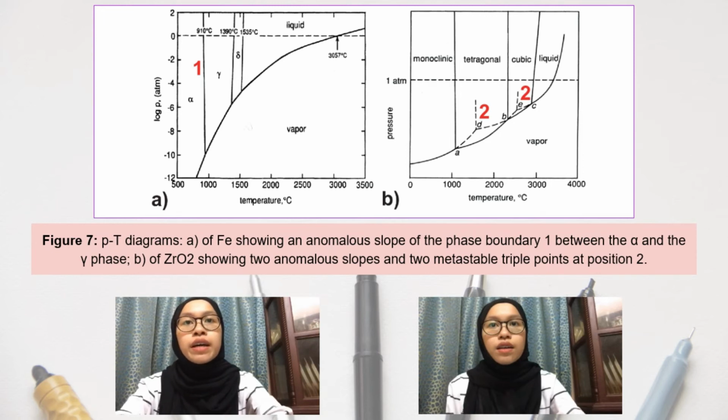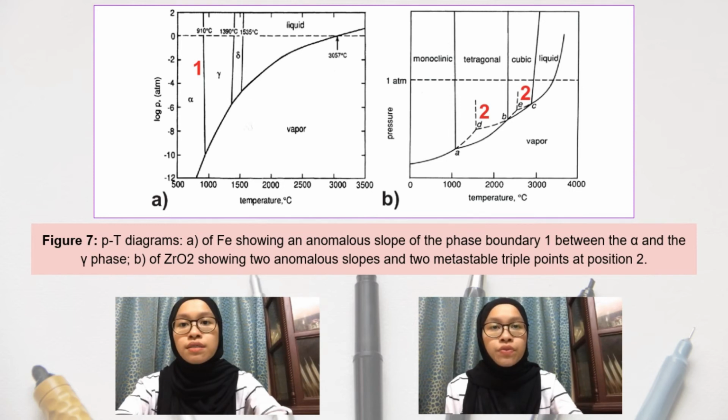The alpha, gamma, and delta phases of ferrum are shown in figure A. The gamma phase is face-centered cubic, FCC, while the alpha and delta phases are body-centered cubic, BCC. The FCC phase has the highest packing density, which makes the gamma phase have the highest density and lowest molar volume, and vice versa. During the transformation of alpha ferrum, the delta V is negative, and based on the Clapeyron equation, the slope dP over dT of the phase boundary between the alpha and gamma phases is negative.